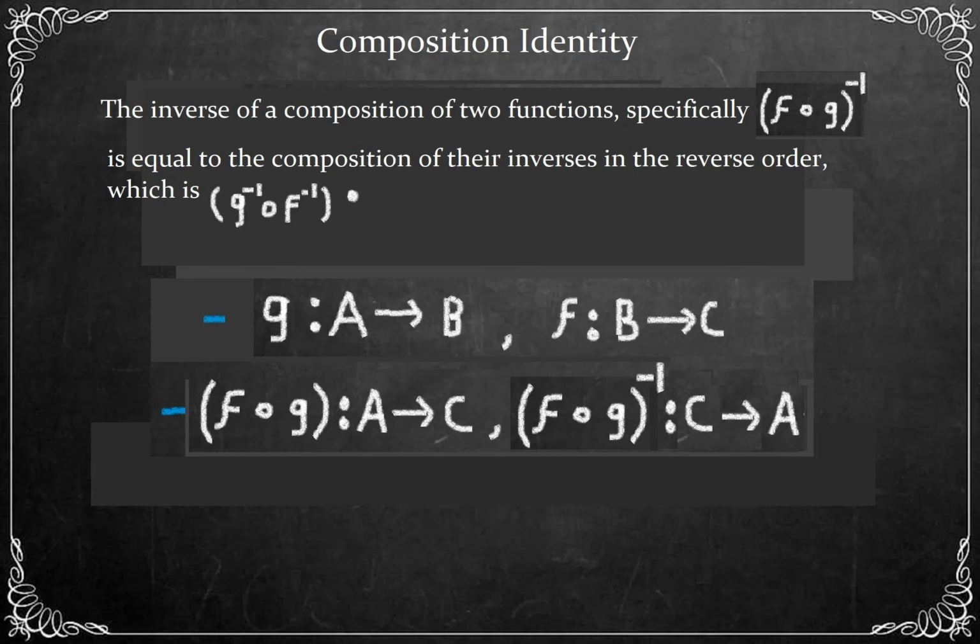We start by defining two functions, a function g where a maps to b, and a function f where b maps to c. And the second blue bullet defines two composite functions, a function f∘g where a maps to c, and a function (f∘g) inverse where c maps to a.